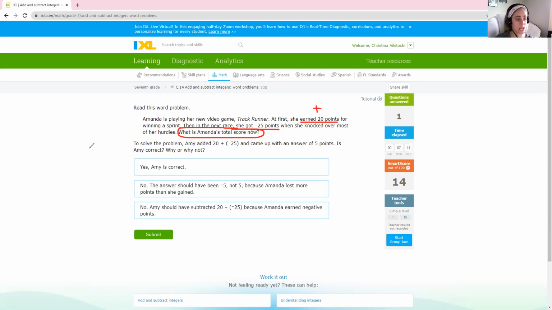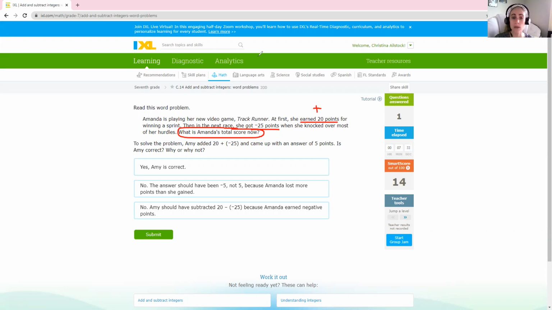Let's read what Amy did to solve this problem. To solve the problem, Amy added 20 plus negative 25 and came up with the answer 5 points. Is Amy correct? Why or why not? All right, let's dissect this. First off, do we agree with the way Amy set it up?